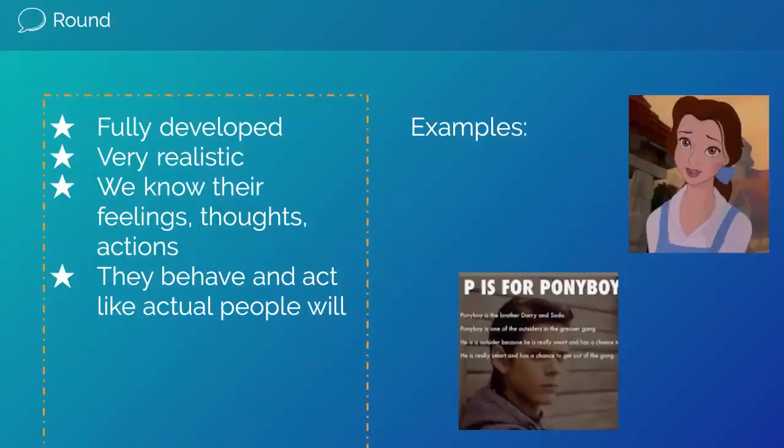Round characters. Round characters are fully developed. When you think of a round character, I want you to think of yourself or people you know, because round characters behave as real people would. We know that we have a round character because we know their thoughts, their feelings, and their actions. And you see Ponyboy again, supporting my comment earlier that one character can have multiple labels. And you also see here Belle from Beauty and the Beast.